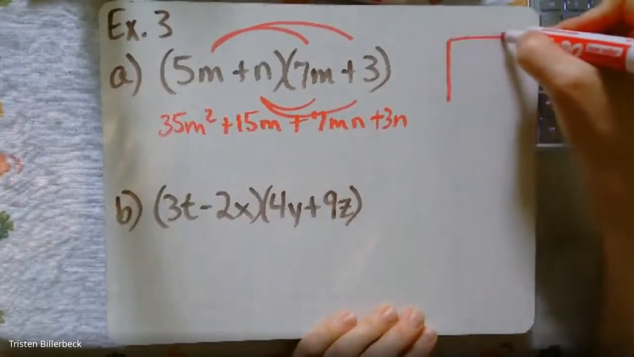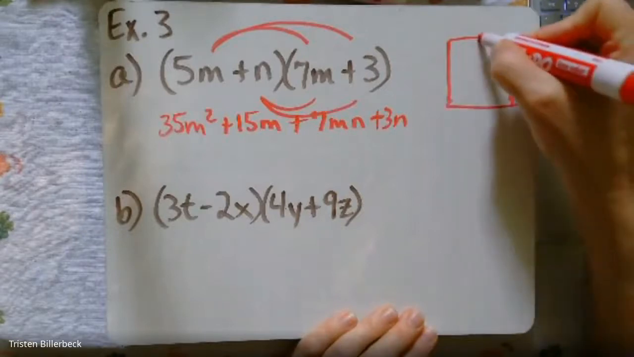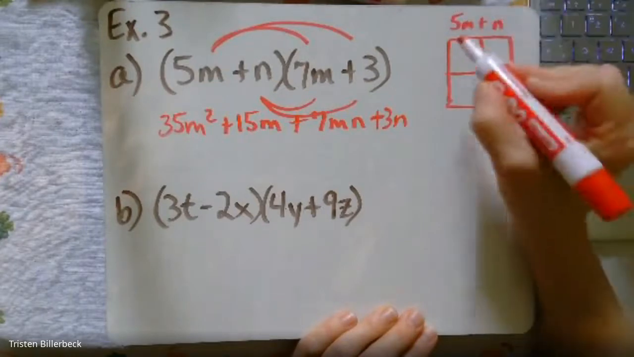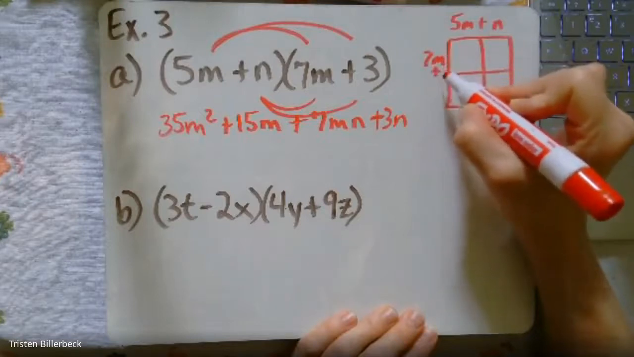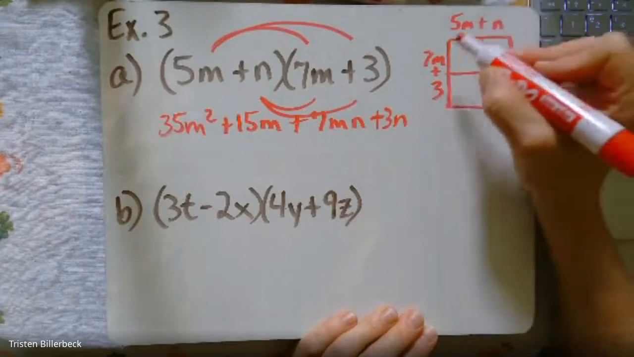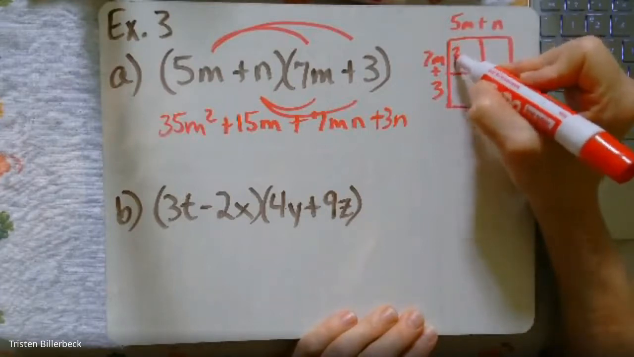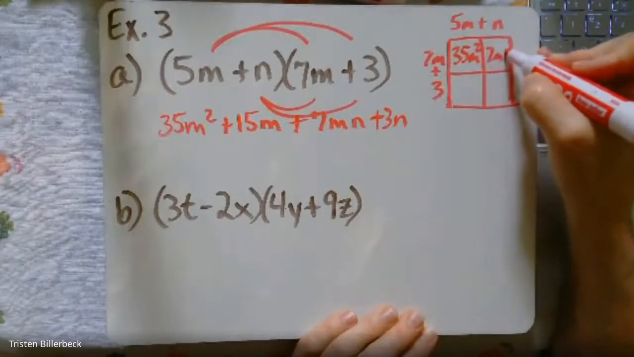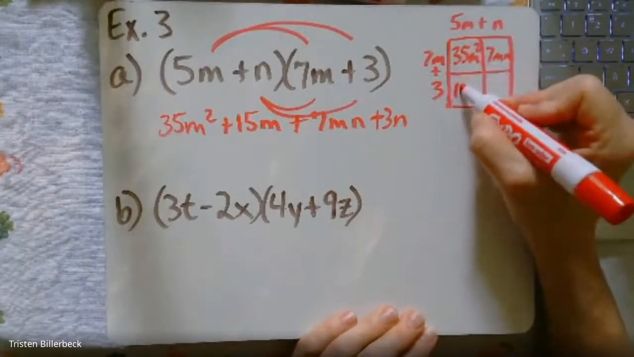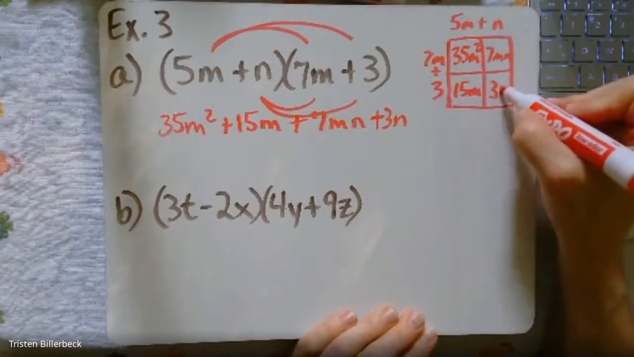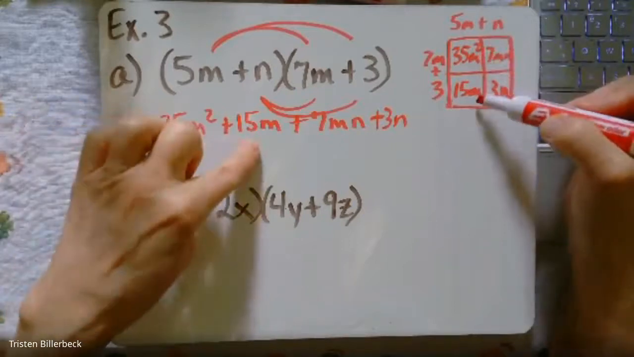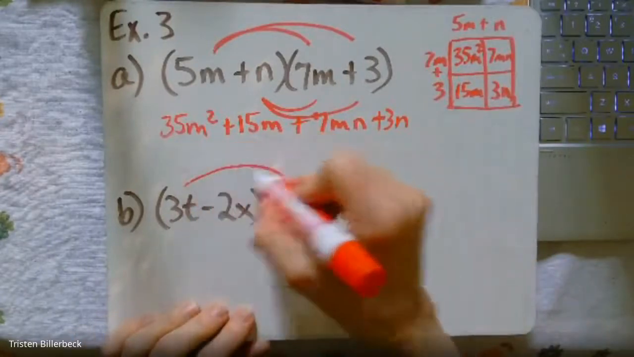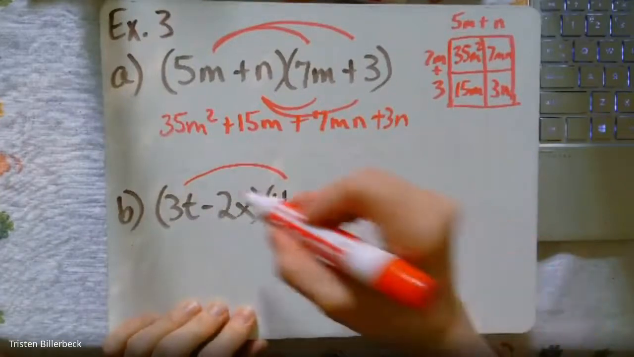So let's look at what the box gives us. So we have 5m plus n, 7m plus 3. So 5 times 7 is 35m squared. 7mn is right here. And 5 times 3 is 15m. And 3n is the last one. So we have 35m squared, 15m, 7mn, and 3n. Okay, one more time with this one. And then, well, it looks like we have a few more examples there.